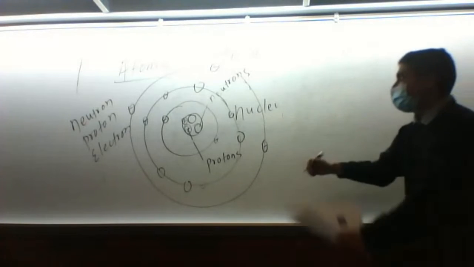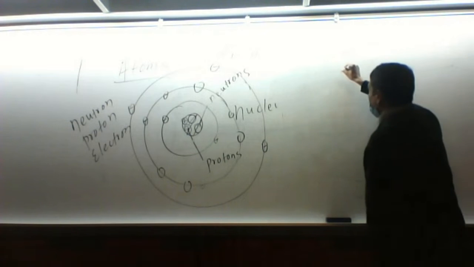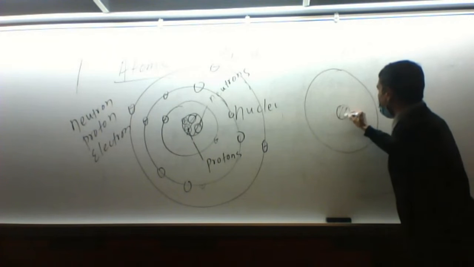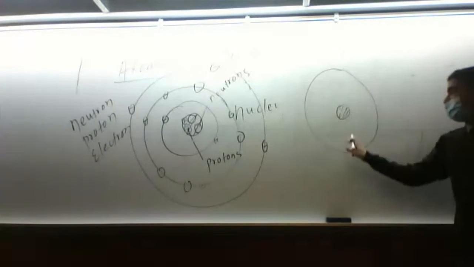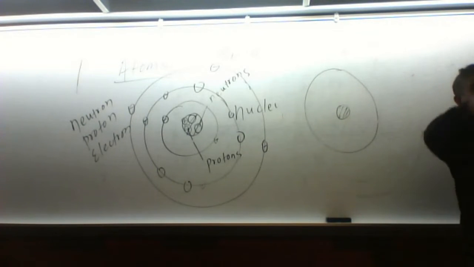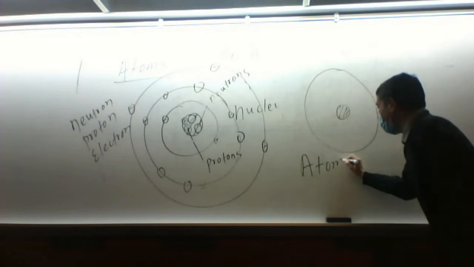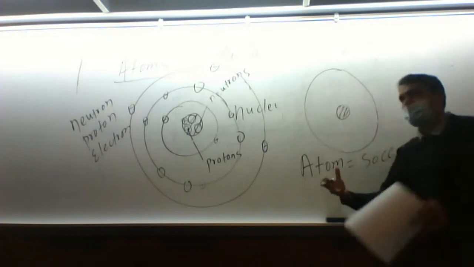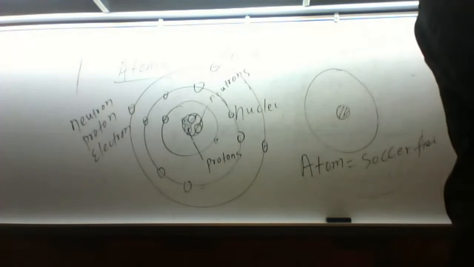Now, what is the size of this nucleus and the size of the atom? Suppose you take the atom of, let's say, iron, and there is a nucleus here, and this whole is the atom. How big is the nucleus? People have given an idea: you take a big soccer field. If the atom is the soccer field, then this nucleus is the soccer ball. That is the comparison they make.